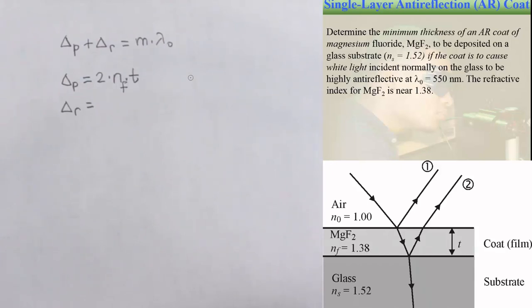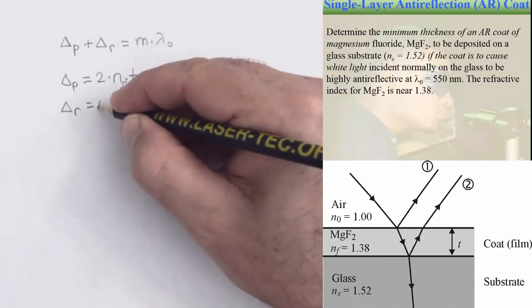However, 180 degree phase shift also exists on light ray 2 as it reflects off of the back surface of the coat or boundary between the coat and the substrate. Why? Because as you can observe, magnesium fluoride has index of refraction of 1.38, which is lower than the glass of 1.52. So both of these two light rays will exhibit 180 degree phase shift during the reflection, which cancels out, so this phase shift due to the reflection is equal to zero.